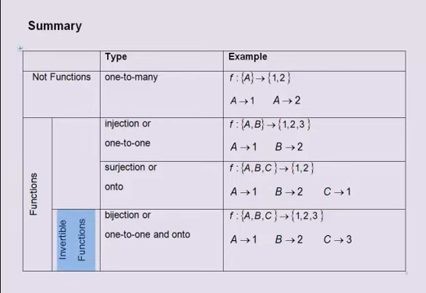Invertible functions: bijection or one-to-one and onto. Example: the function maps ABC onto 1, 2, 3. A maps onto 1, B maps onto 2, C maps onto 3.